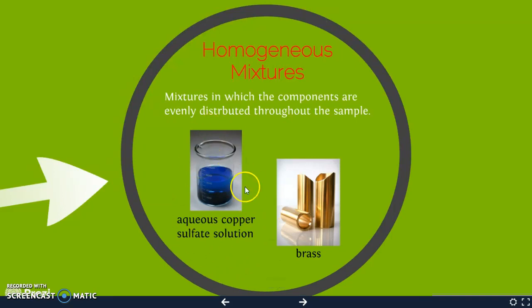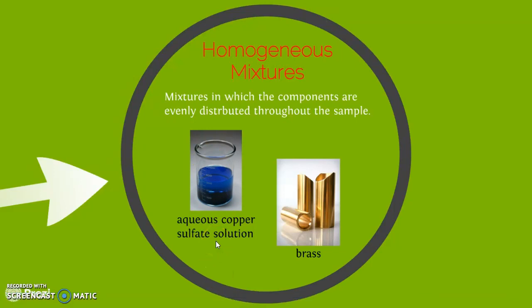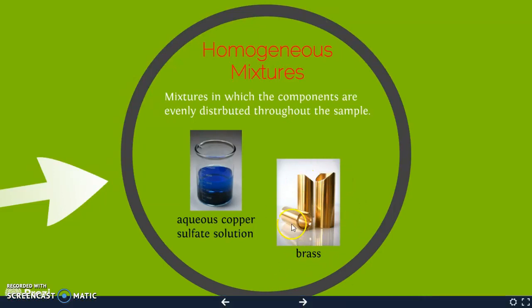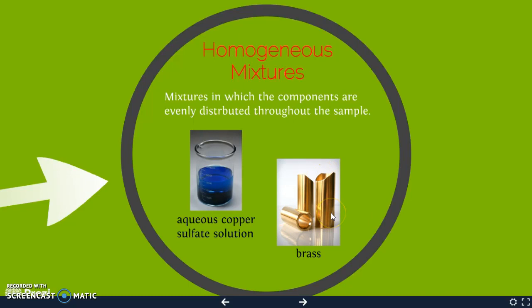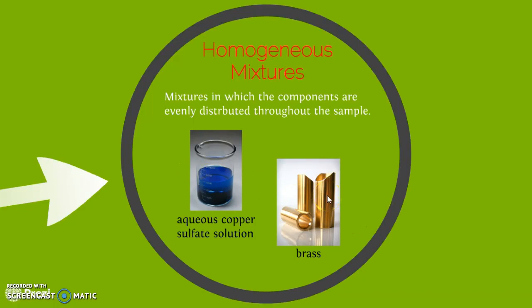So for example, you've got a copper sulfate solution. If you take 5 samples of this copper sulfate solution, the ratio of copper sulfate to water is always going to be the same. Likewise, a sample of brass is always going to be the same regardless of where you take that sample. The ratio of nickel, zinc to copper is always going to be the same in a particular sample. So homogeneous mixtures look like one substance. They look like a pure substance. Same color throughout, same ratio throughout, and so on and so forth.